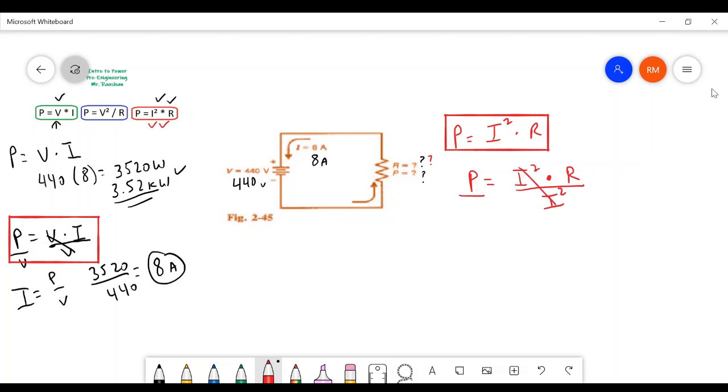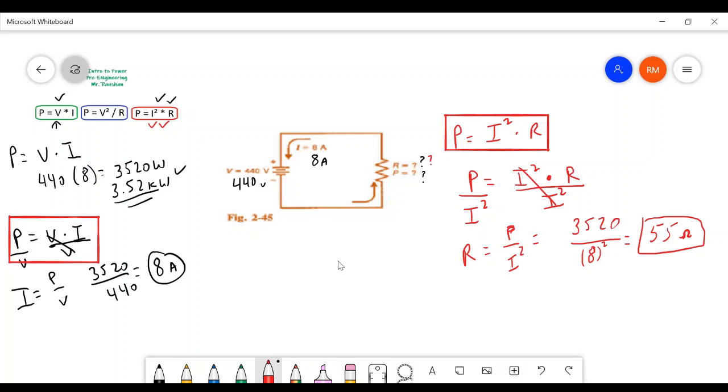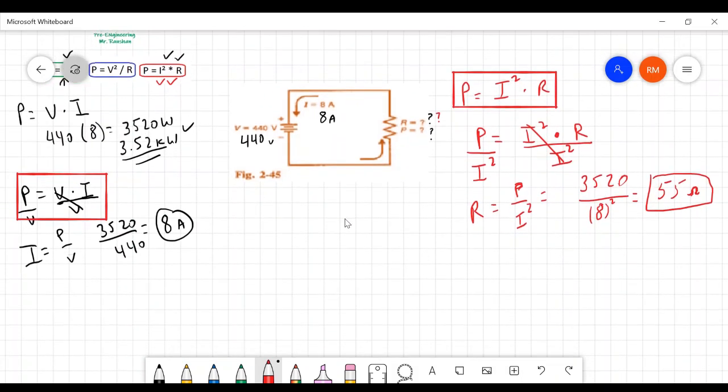And whatever we do to one side must be done to the other side. So now the formula for R is equal to P over I squared. All right, so my P is 3520, and my I squared is going to be, well, 8 squared is 64, right? What's my R? My R turns out to be 55 ohms. You guys should work this out on your calculators and verify it. No worries though, we'll verify it in a little bit anyways. Okay, so that's my R.